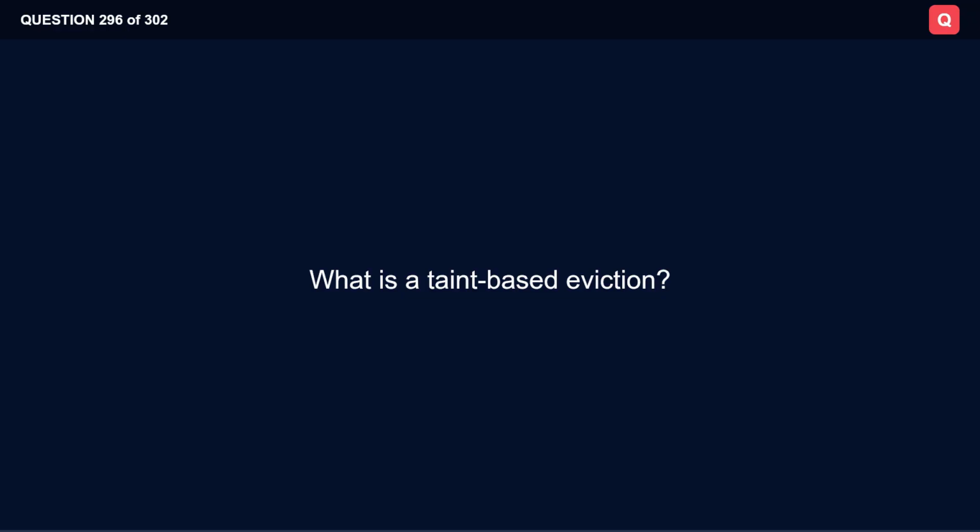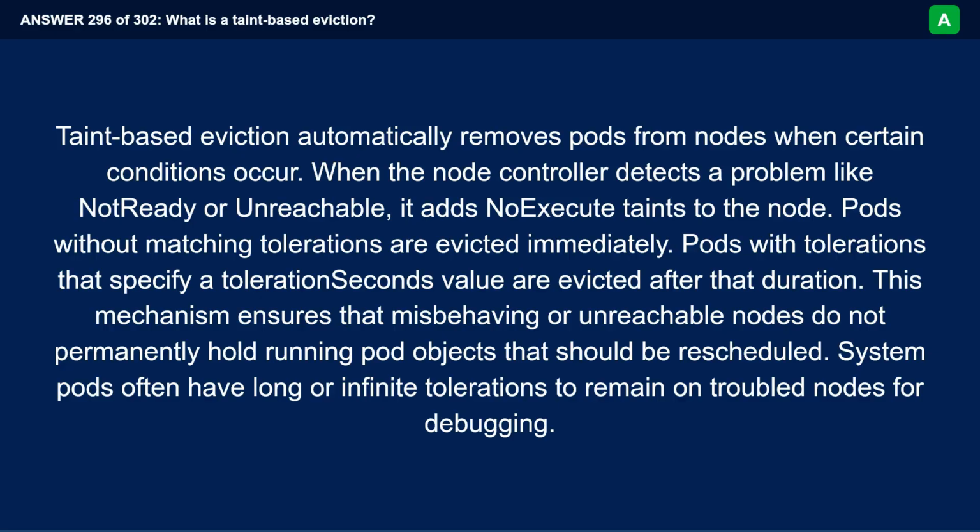What is a taint-based eviction? Taint-based eviction automatically removes pods from nodes when certain conditions occur. When the node controller detects a problem like not ready or unreachable, it adds NoExecute taints to the node. Pods without matching tolerations are evicted immediately. Pods with tolerations that specify a tolerationSeconds value are evicted after that duration.